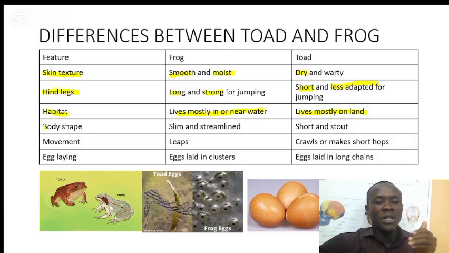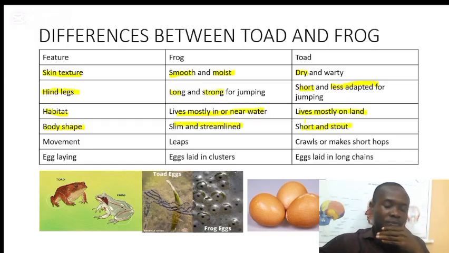And their body shape, this one, it is slim and streamlined. That means it is tapered, or it is smaller at both ends. As it is getting towards the tail, it becomes smaller. As it is getting towards the head, it becomes smaller. But in here, it is short and stout comparatively with the frog.